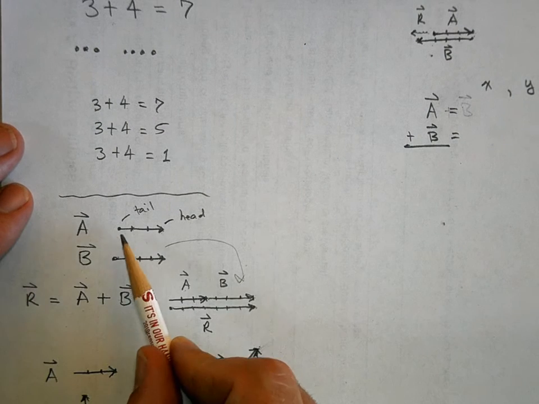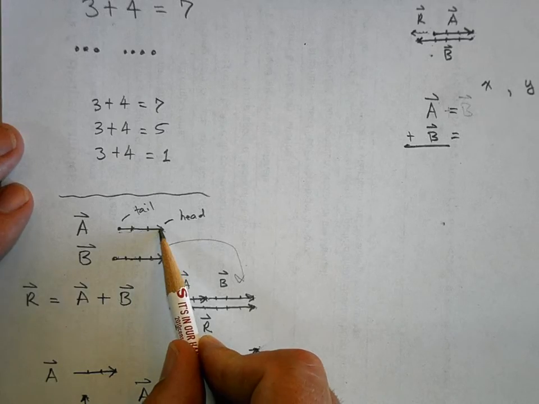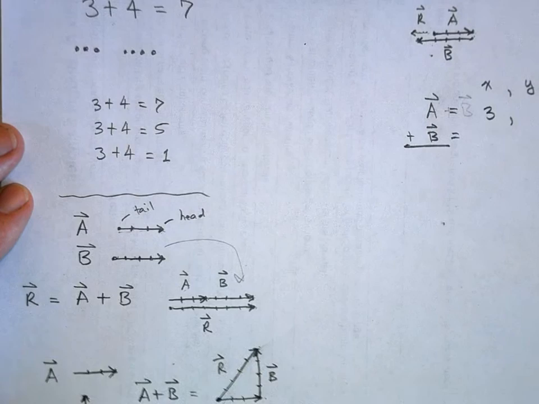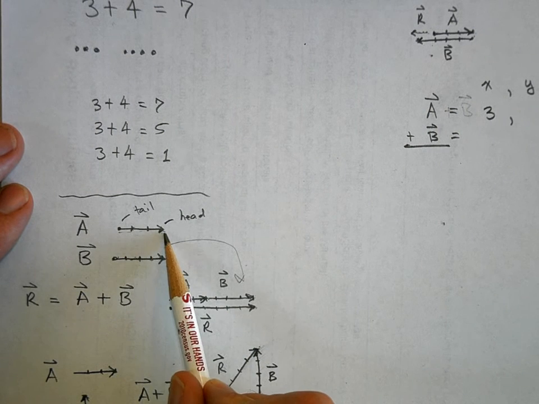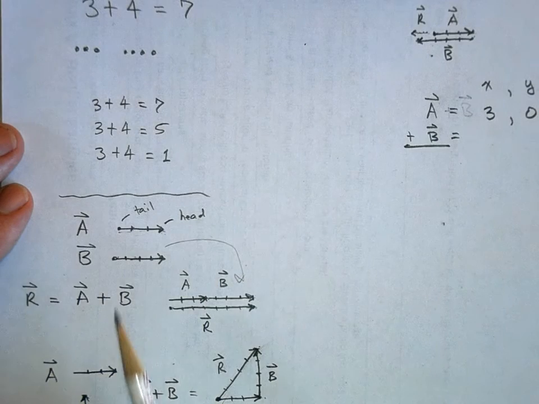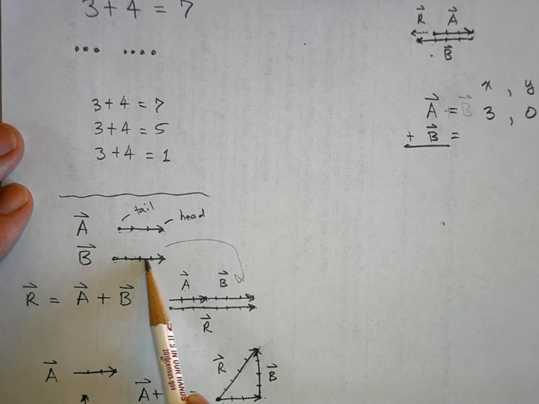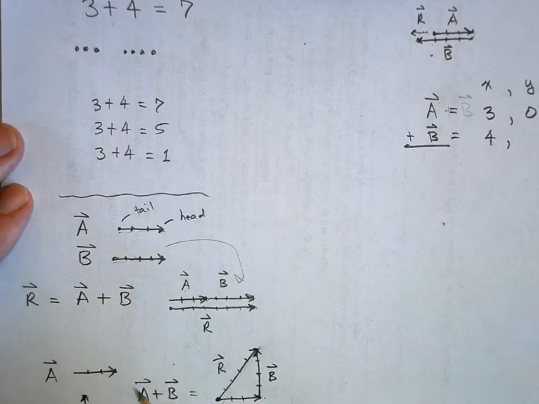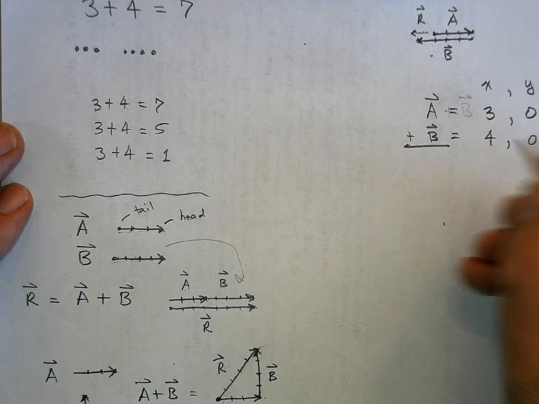What is vector A? Well, how far is it in the x direction? 3. And how far is vector A in the y direction? It is 0 in the y direction. Now let's take a look at B for our first example. How far in the x direction? 4. And how far in the y direction? 0.